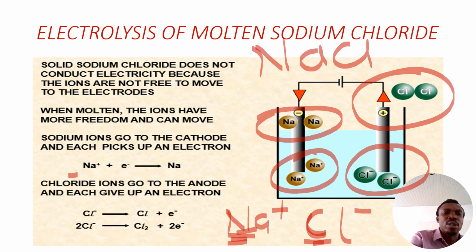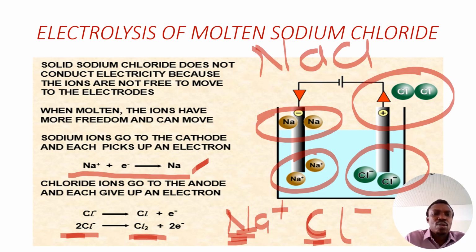At the cathode, this is the equation that takes place. Sodium ion goes to the cathode, where it gains an electron and is reduced to sodium metal, while the chloride ion goes to the anode, where it loses electrons to form chlorine gas. So the chloride ion goes to the anode and gives up an electron to form chlorine gas. This is the electrolysis of molten sodium chloride. Inside the solution, you have sodium ions and chloride ions. All the ions come from the electrolyte.